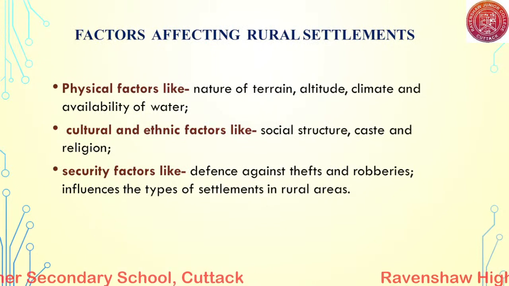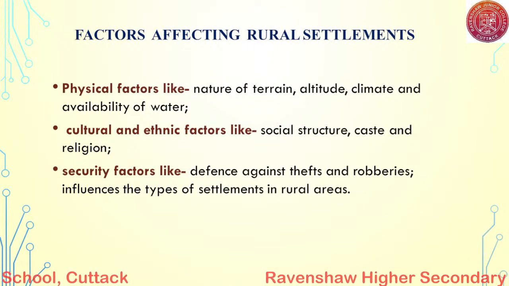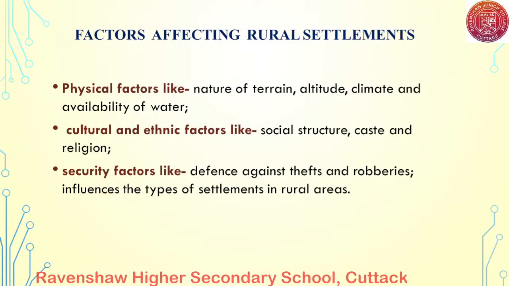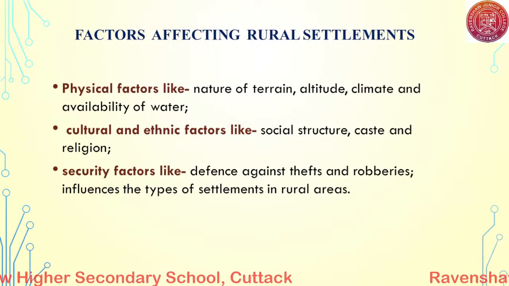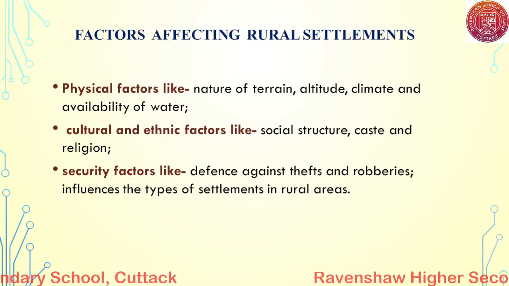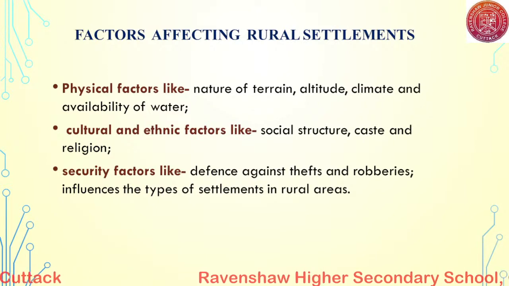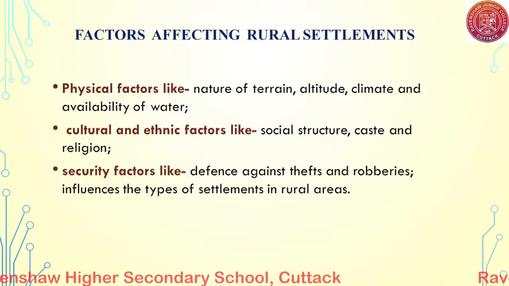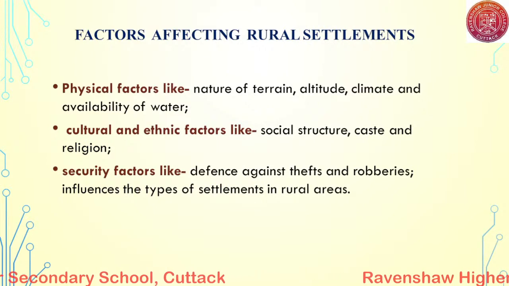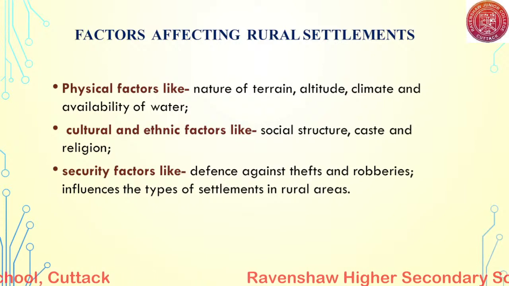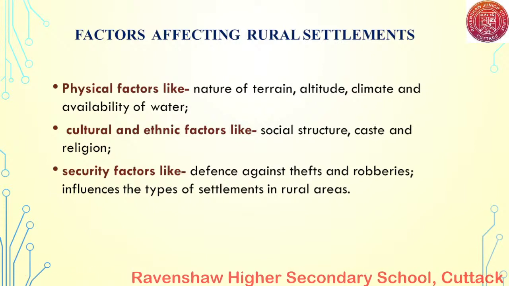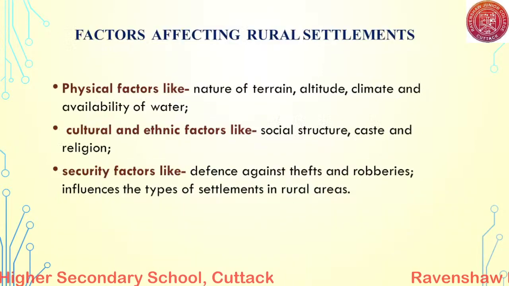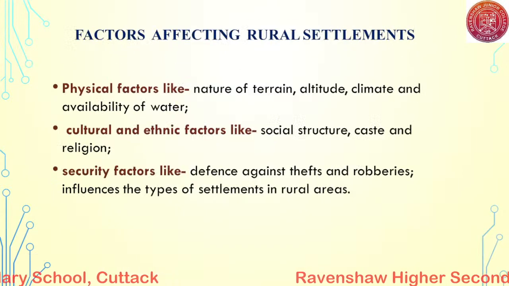Then some of the factors which affect the settlements. And what are those factors? Different factors affect the settlement patterns, and for better understanding, those factors are classified under different heads. First one is the physical factors, and under the physical factors comes the topography or the nature of terrain. Next one is the altitude. What is altitude? That is the height above the mean sea level.